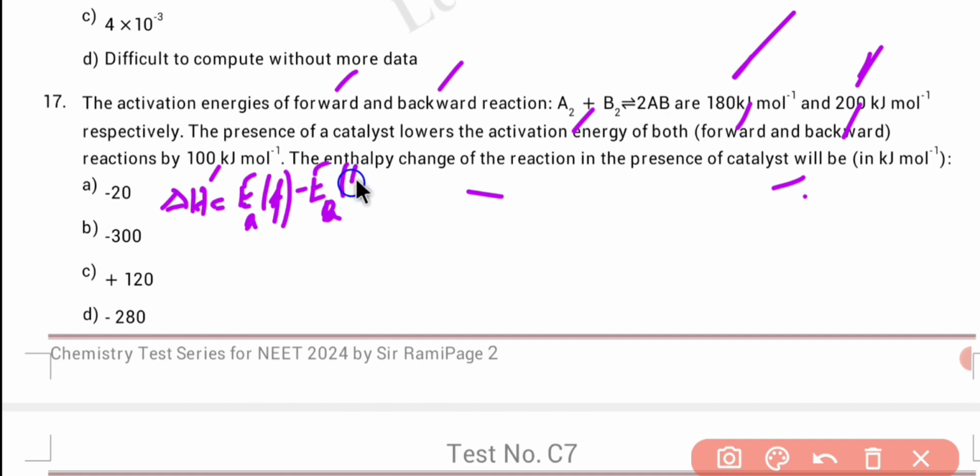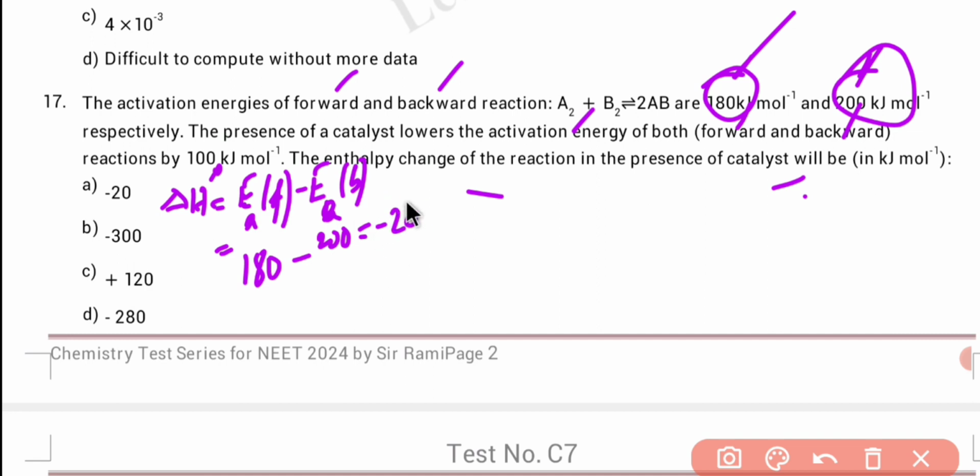This is the activation energy of the backward reaction. For the reaction without the catalyst, the activation energy of the forward reaction is given as 180, and for the backward reaction this is 200. So I will write 180 minus 200, which is the enthalpy change, and this comes out to be minus 20. This is the enthalpy change for the reaction, and it shows that this is an exothermic reaction.